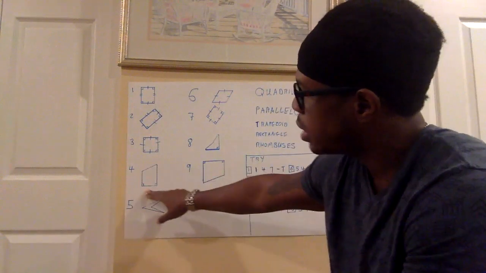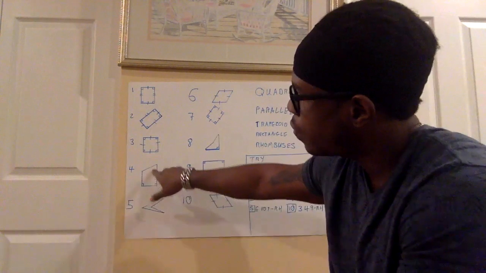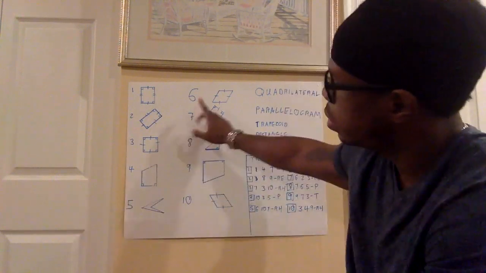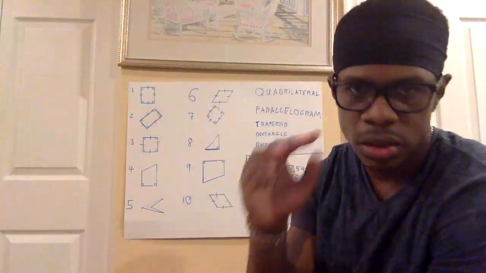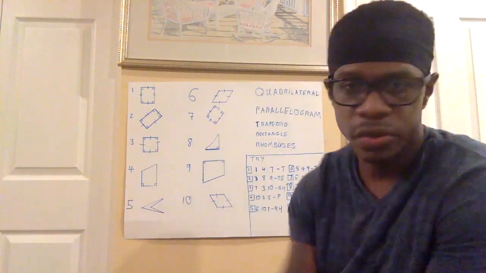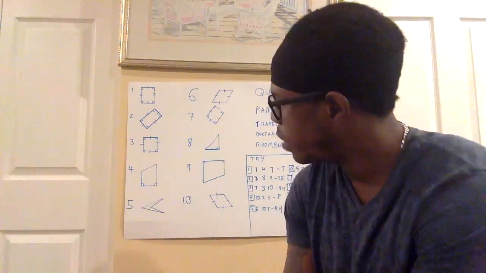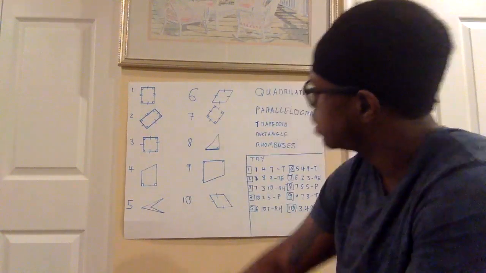It has to have the same four lengths, and it would have either four right angles or two acute angles and two obtuse that are the exact same. Number 5. Would number 5 be a rhombus? No, number 5 would not be a rhombus because all of the sides are not the same length.